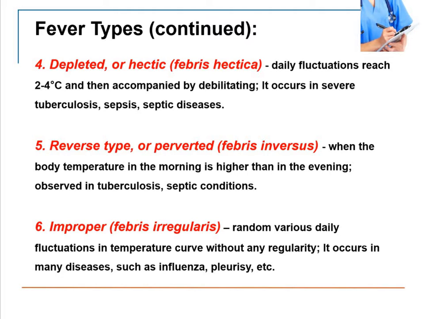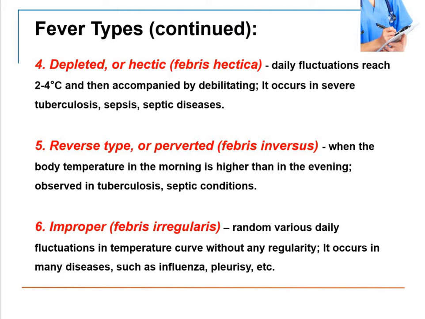Fourth type, exhausting or hectic, with daily fluctuations from 2 to 4 degrees, sometimes to 5 degrees Celsius, and accompanied by debilitating sweating. It occurs in severe tuberculosis, and is very specific for sepsis and septic diseases.